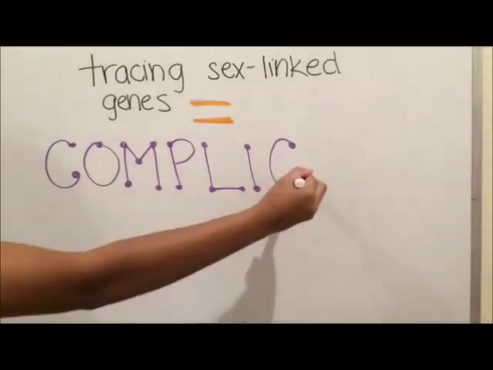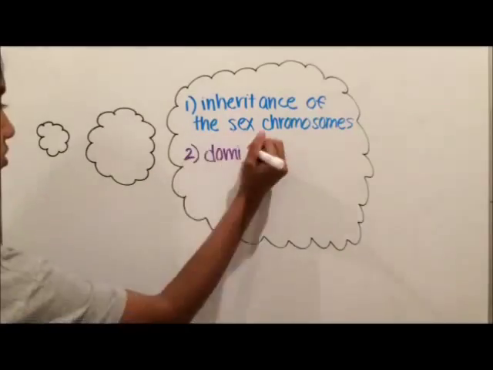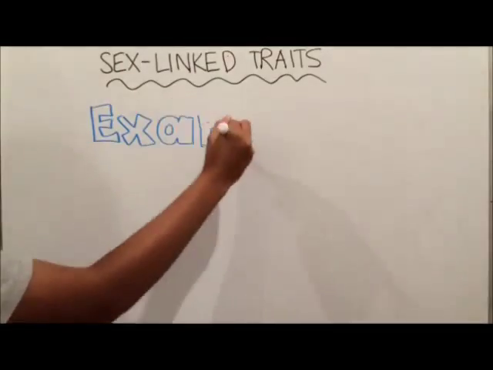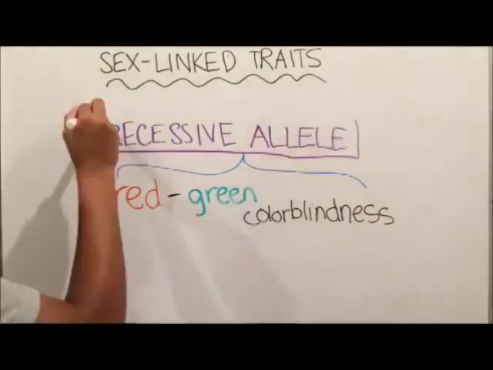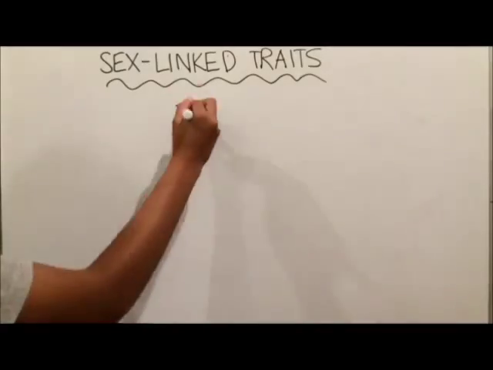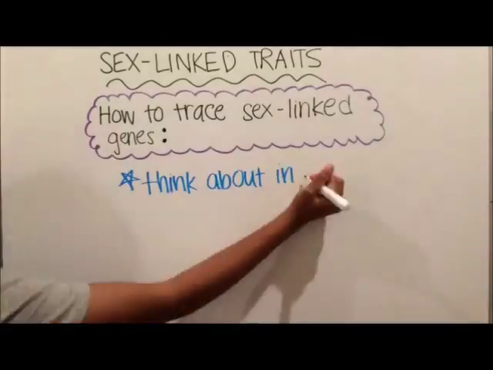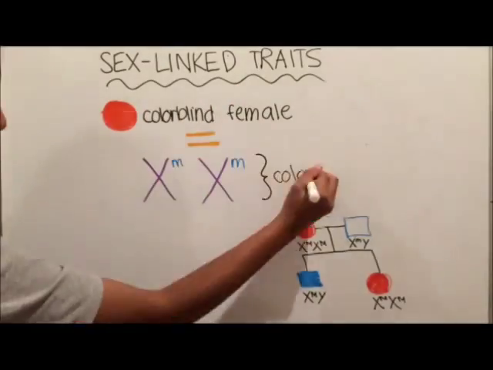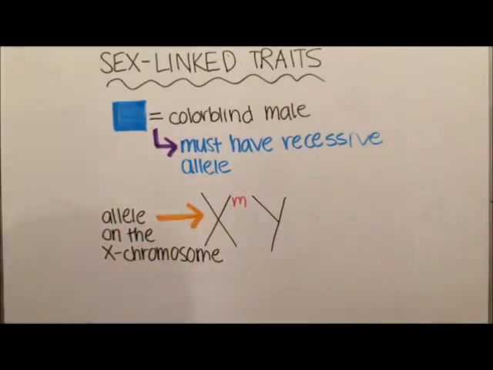Tracing sex-linked genes is a bit more complicated. You have to think about the inheritance of the sex chromosomes as well as dominant and recessive alleles. An example of a sex-linked trait is red-green color blindness, which is a recessive allele. The genes for color vision are on the X chromosome. In order to trace the sex-linked genes, you have to think about individuals on the pedigree chart. In order for a female to be colorblind, they need to be homozygous recessive. Males who are colorblind must have the recessive allele.